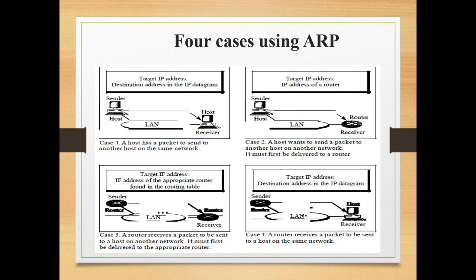And the last case is the sender is a router that has received a datagram destined for a host on the same network. In this case, the destination IP address of the datagram becomes the logical address that must be mapped to a physical address.